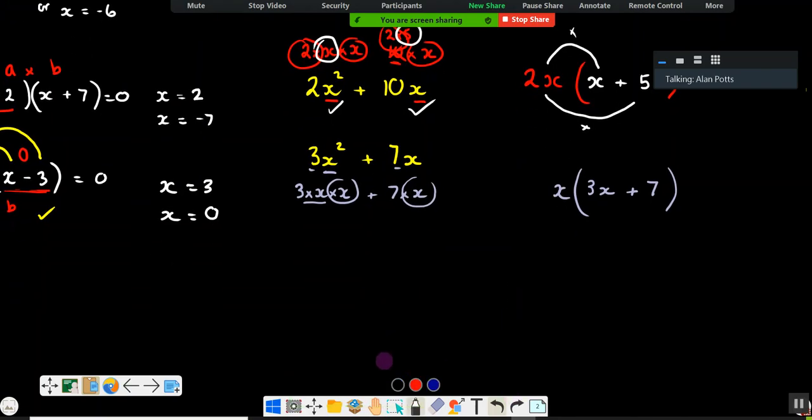All right, let me give you another one then. So you can all do this one. I'll pause the video. So what about 15x minus 25x squared? Can you factorize that one for me?